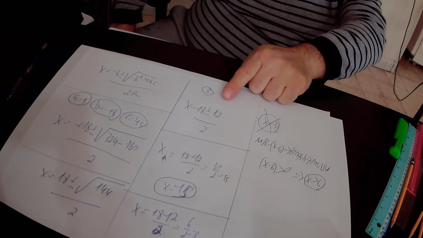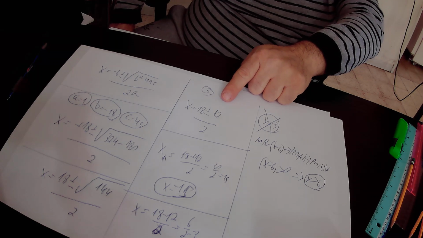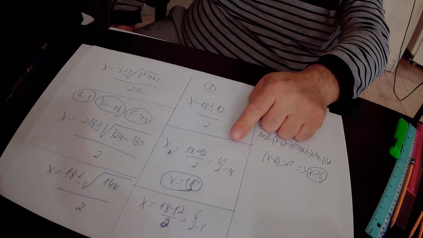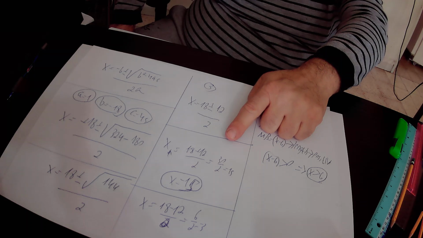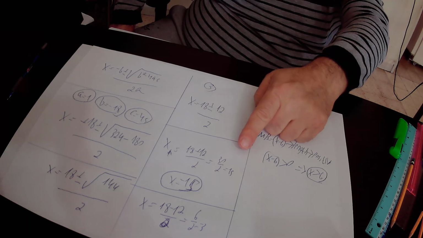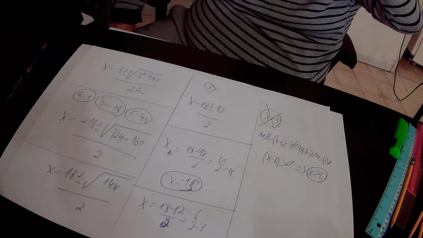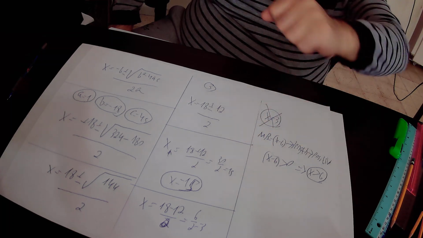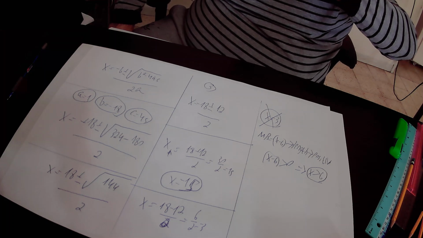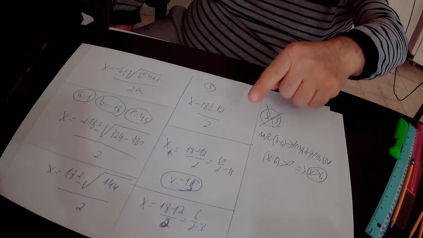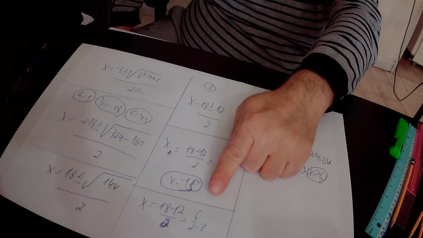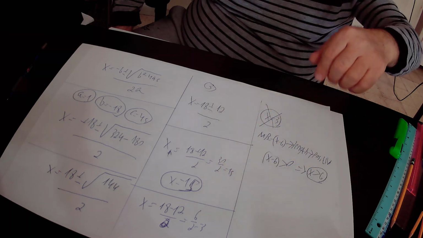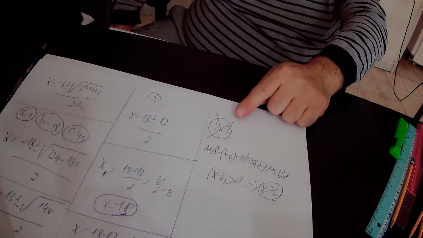So here we have two possible solutions for x. The first solution is that x equals 18 plus 12, that is 30 over 2. 30 over 2 is 15. So according to the first solution, x equals 15, and we also have a second possible solution for x. x could also equal 18 minus 12, that is 6, and 6 over 2 is 3. So according to the second solution, x equals 3.